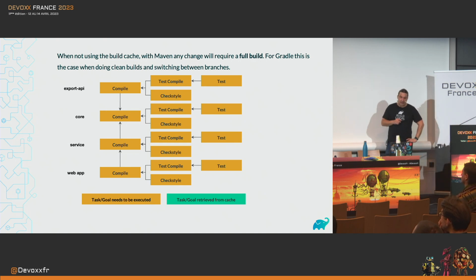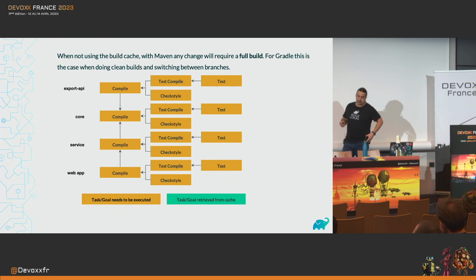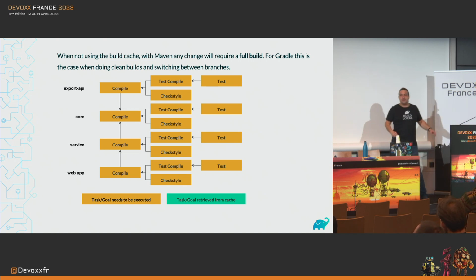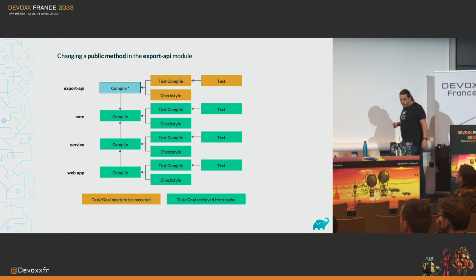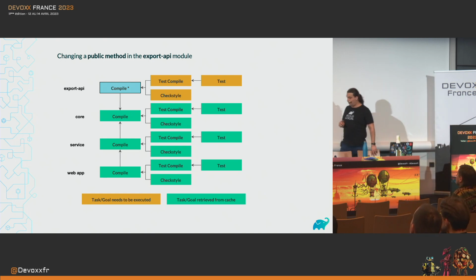Now, in general, when we're making any change at all to a Maven project, or we're running a clean Gradle build, all of these tasks would have to execute under normal circumstances every single time we made a change and wanted to run the build again. Okay, but if we're caching, things change a little bit. What happens if we change a public method in export API? Well, we have to recompile our test, and we have to recompile our code, and we have to run our test and run our check style, but nothing depends on export API. So all of these tasks could be pulled from cache.